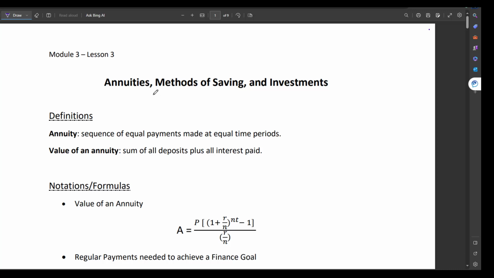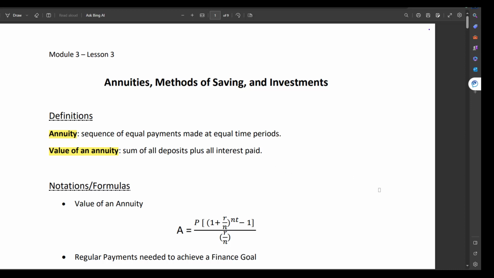So the first part is annuities, methods of savings, and investments. An annuity is a sequence of equal payments made at equal time periods. This can be anything like a 401k. You pay into your 401k out of every paycheck. It's equal time periods, and then it's equal payments that you make. The value of the annuity is the sum of all deposits plus all interest paid.